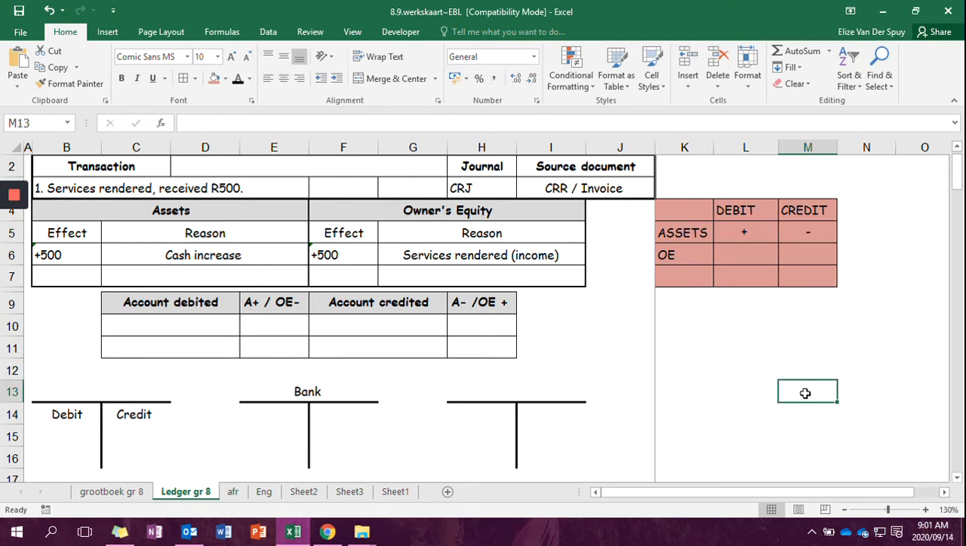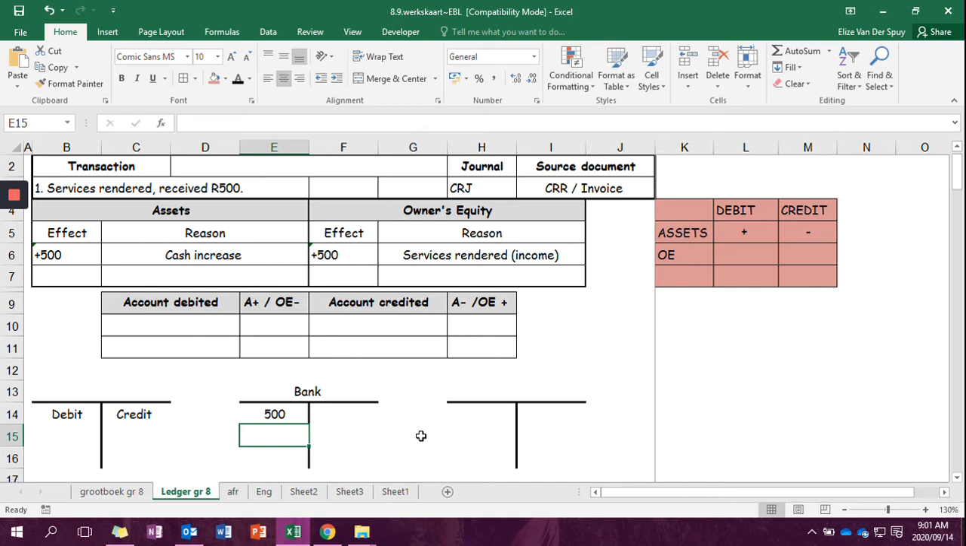Because we have received money, our bank is increasing, and we now know that our bank increases on the debit side. So on the debit side, we are going to have 500 Rand. Now it's important to understand that today I'm only going to give you the basic information. There's still more info that we will take a look at later on. But for now, we need to focus on debit and credit. Something we learned at the beginning of the year was the double entry principle. The double entry principle says that for every debit, there is a credit. We need to keep that in mind.